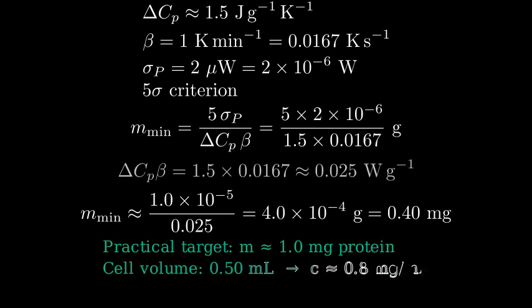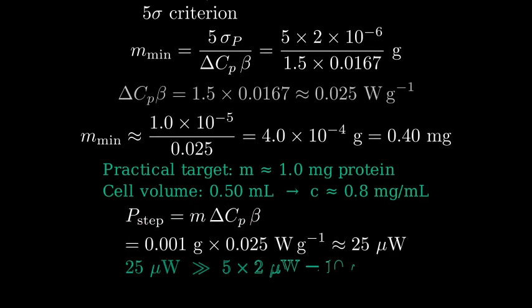Practically, it is wise to include a margin and target about 1 milligram of protein in the cell. If the cell volume is half a milliliter, that is a concentration of about 0.8 milligrams per milliliter. This concentration gives a clear, low-noise step.